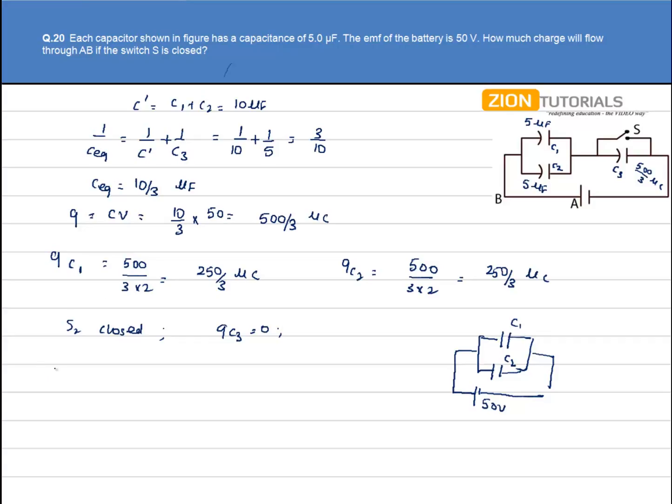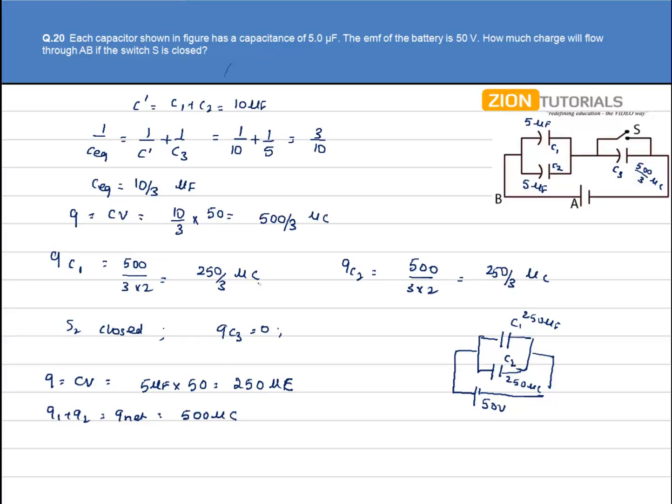So we have now the charge on each of the capacitors as Q is equal to CV, capacitance is 5 microfarad and potential is 50. So we have 250 microcoulomb on this and 250 microcoulomb on this. So the total charge will be Q1 plus Q2, that is Q net, that is 500 microcoulomb.